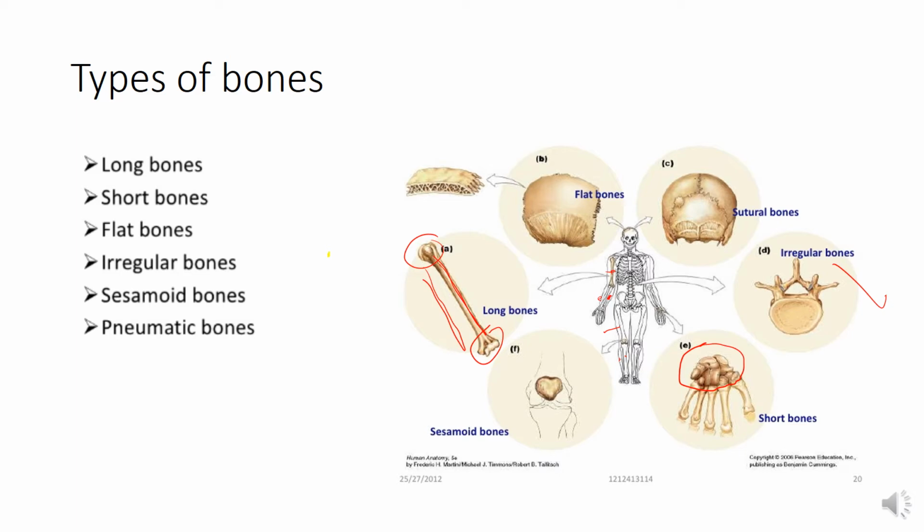Flat bones include the sternum, the ribs, and most bones of the skull. So these are included in the flat bones. Here you can see this bone is part of the skull, and it is an example of the flat bone, and also the ribs and sternum are included in the examples of flat bones. Now comes the sesamoid bones.